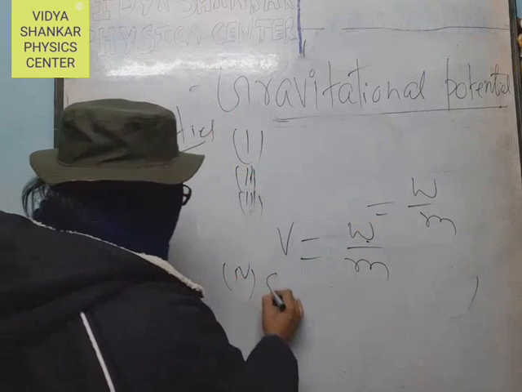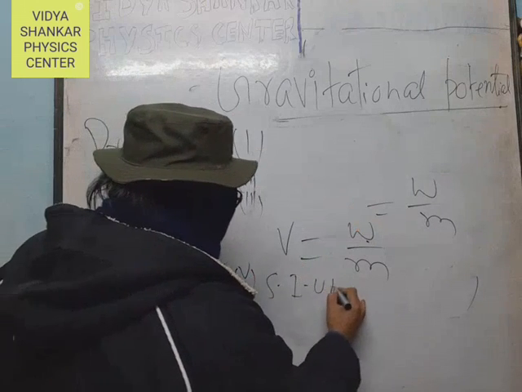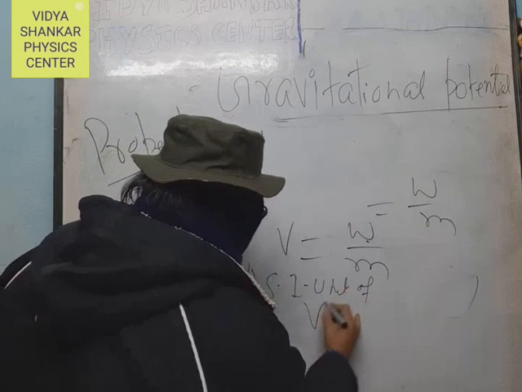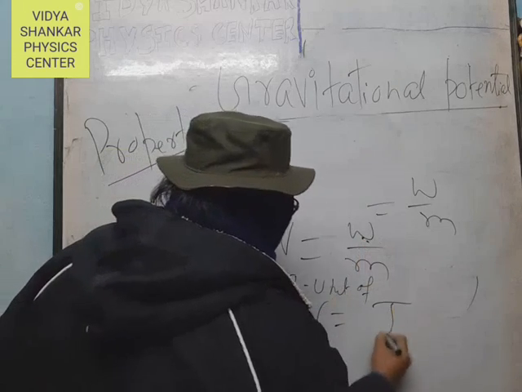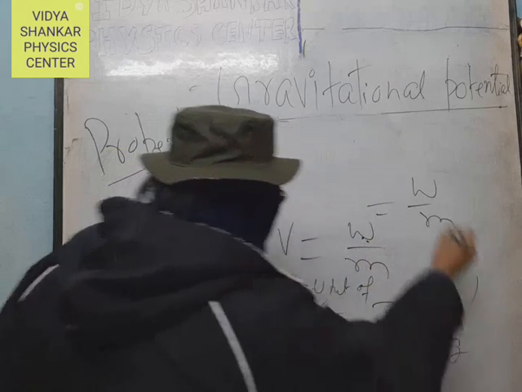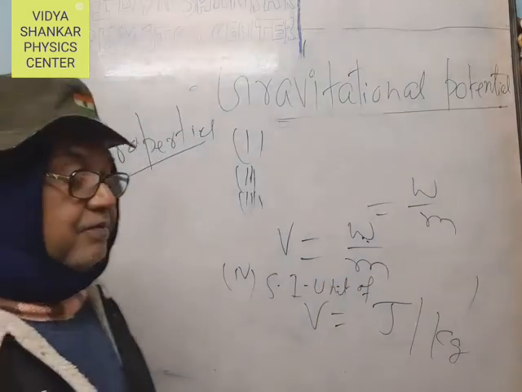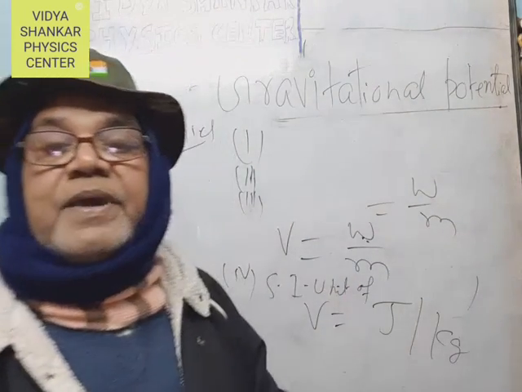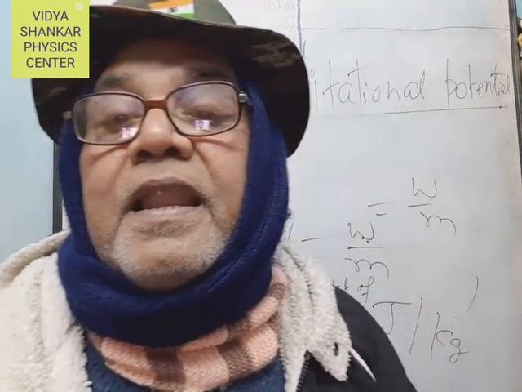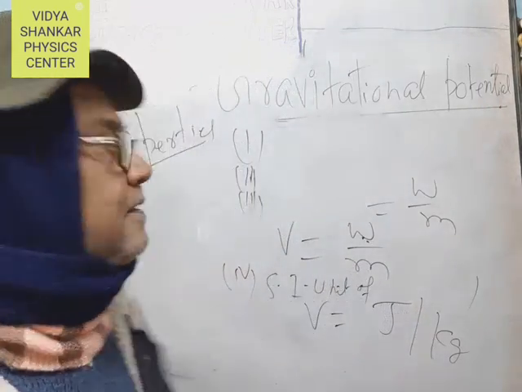Fourth, SI unit of V, W by M, joule per kg. SI unit of V. V means gravitational potential.